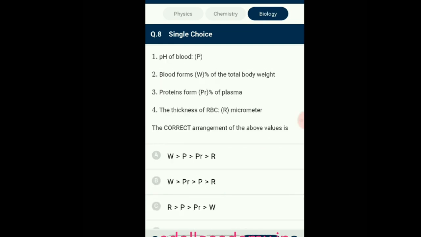Question number 8. Statement 1: pH of blood represent P.